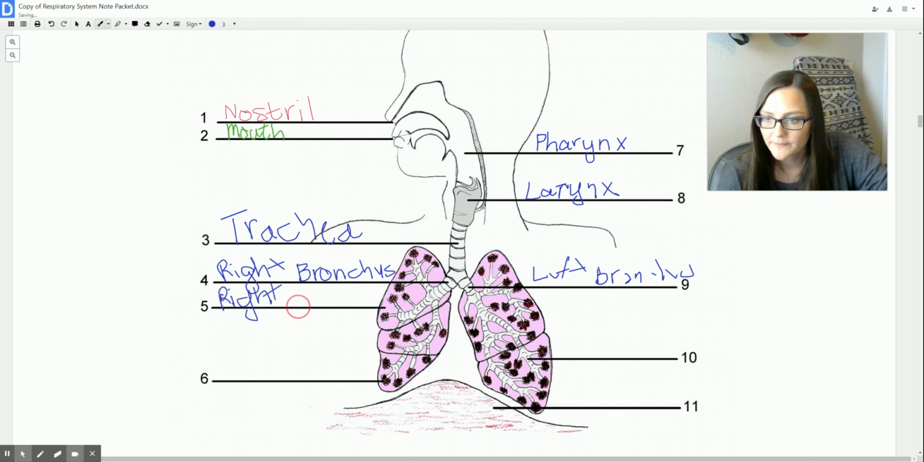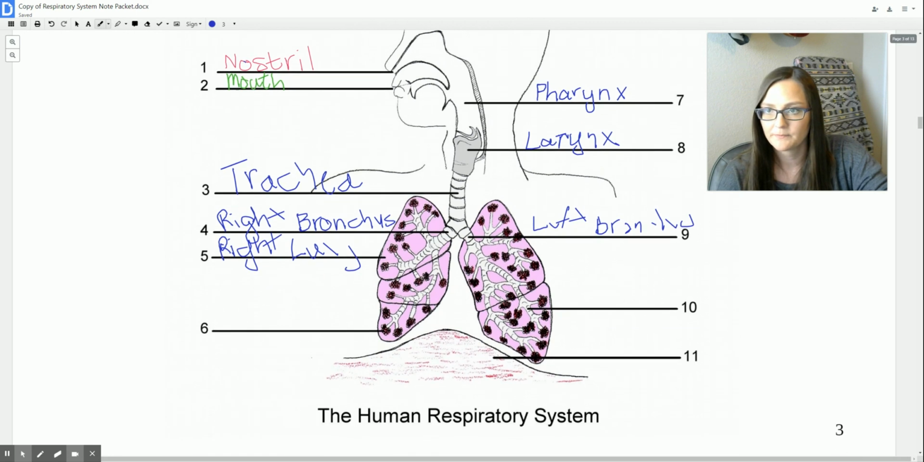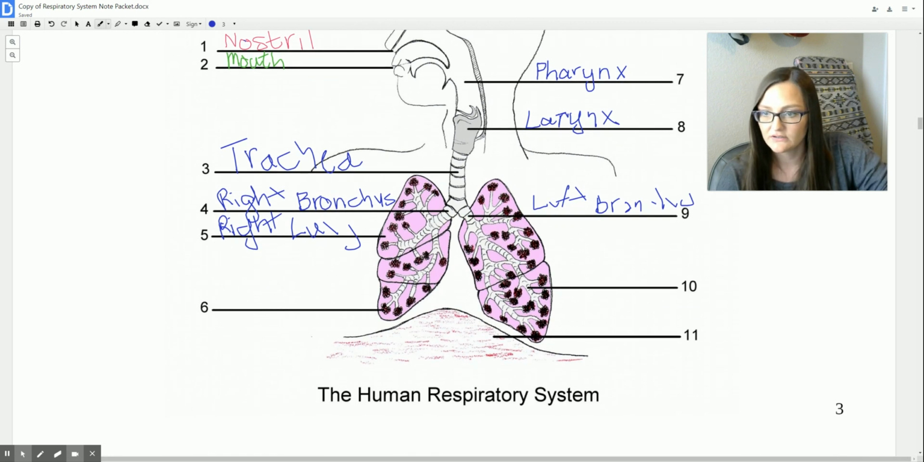That's not showing up at all. Okay. Number 6 down here is going to be, let me see if I can scroll up a little bit. There we go. Is going to be the alveoli. All right. And then, oh, that didn't show up very well. And then number 10 is going to be the bronchioles.